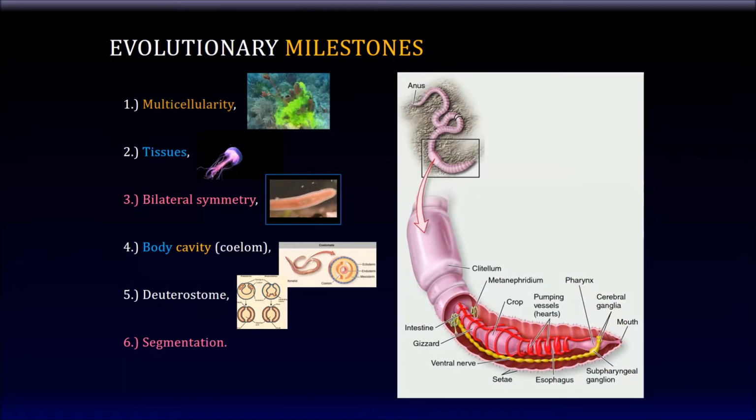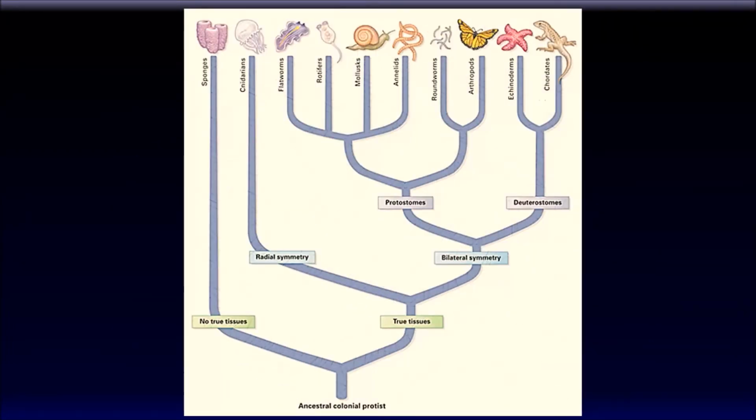Thus, in summary, there are 6 main evolutionary milestones or breakthroughs. This includes development of multicellularity, evolution of tissues, bilateral symmetry, creation of body cavities, deuterostome embryological development, and finally, segmentation. If you appreciate these phenomena, the tree of life or the tree of living things, the phylogeny, becomes easier to understand. Okay, so this is how I see it. Long time ago, some colonial protists evolved into the sponges.